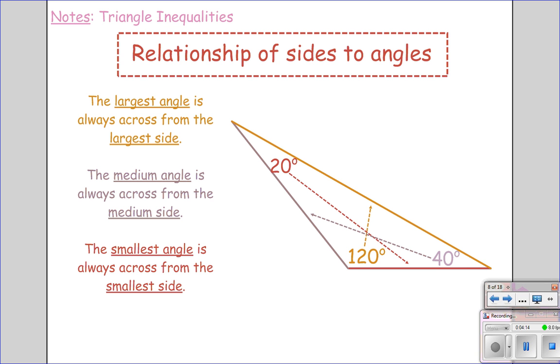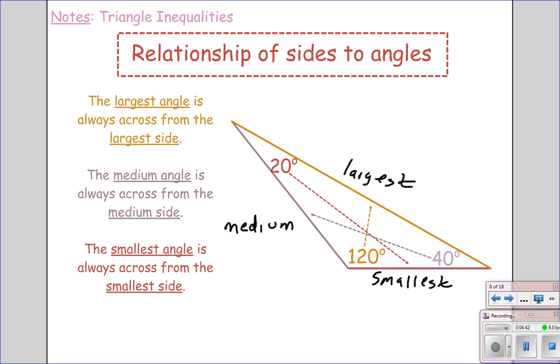All right, let's talk about one last thing, the relationship of sides of a triangle to the angles of a triangle. In this triangle, the largest angle is 120. So the largest angle is always across from the largest side. So this side right here would be the largest side because it's across from the largest angle. The medium angle, in this case 40, is always across from the medium side. And finally, the smallest angle, 20, is always across from the smallest side.